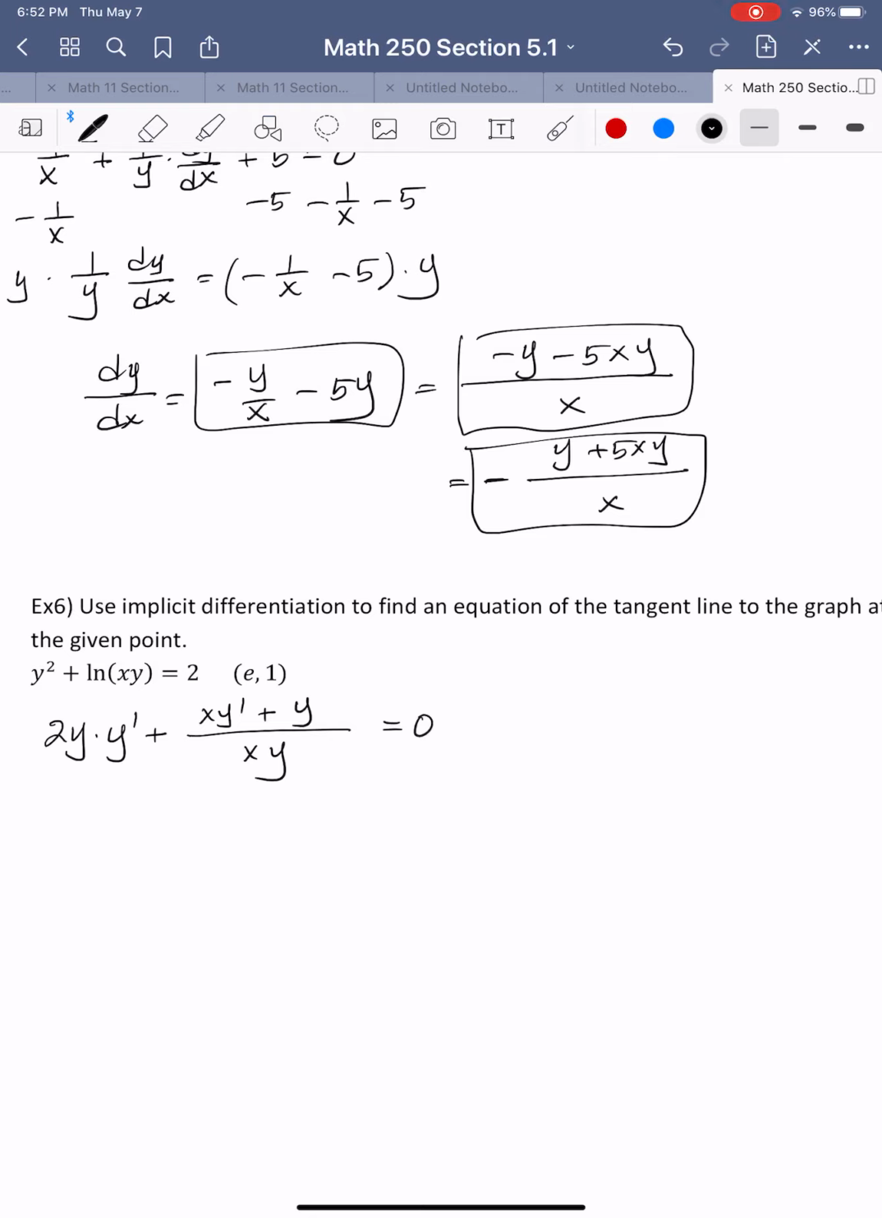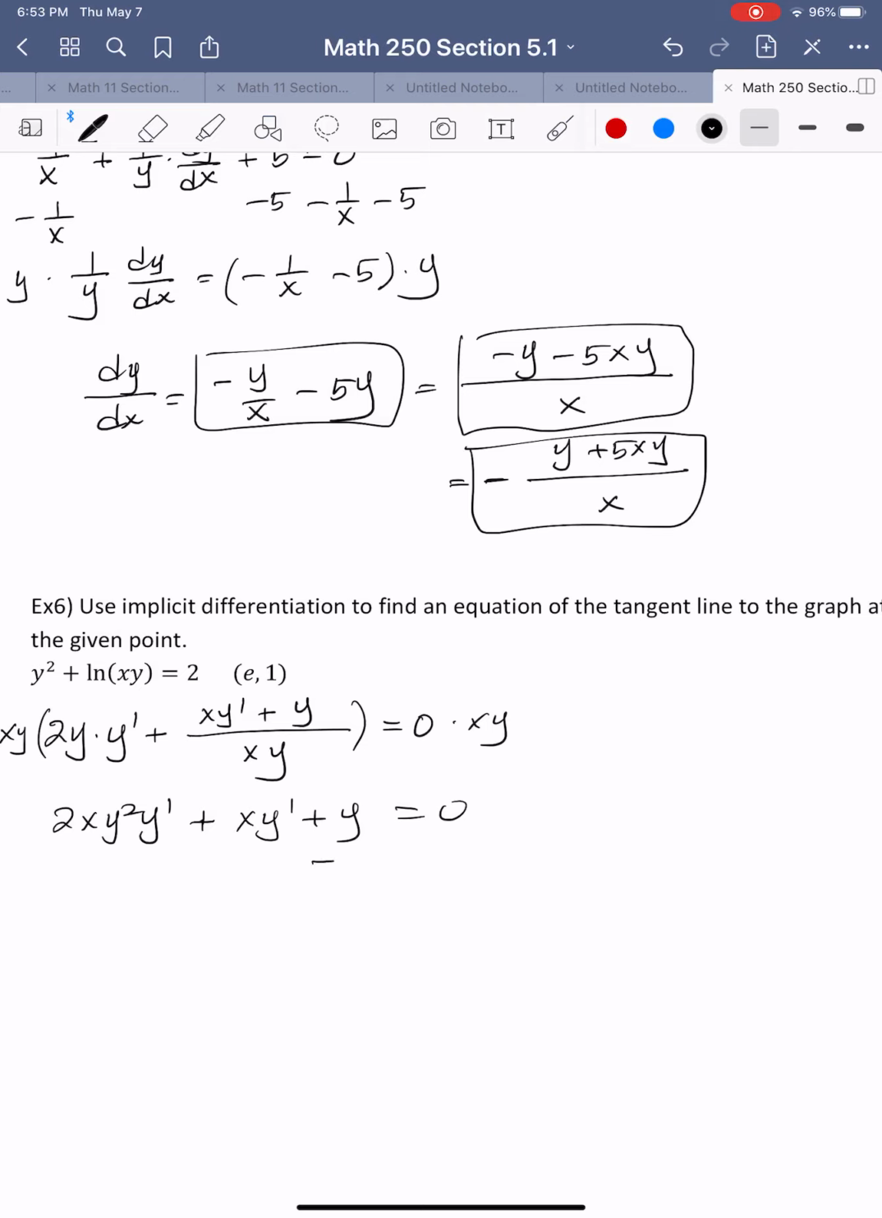And then we isolate the y prime. So we're going to actually multiply by xy on both sides. And then you get 2xy squared y prime plus xy prime plus y equals 0. And then I want to actually solve for y prime, okay?